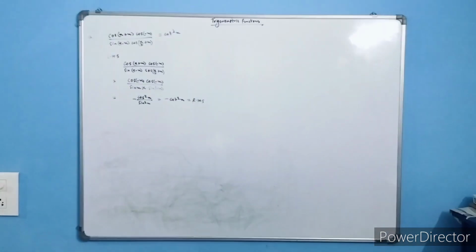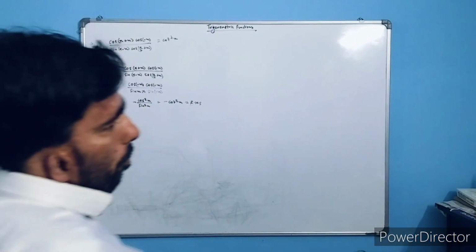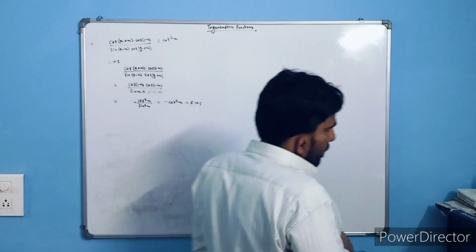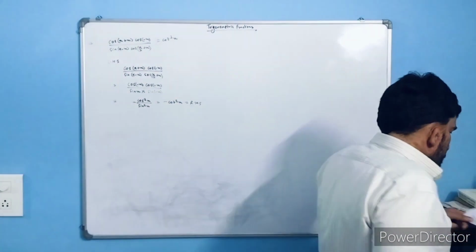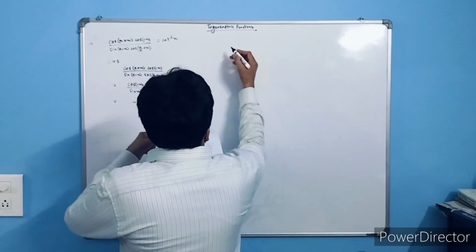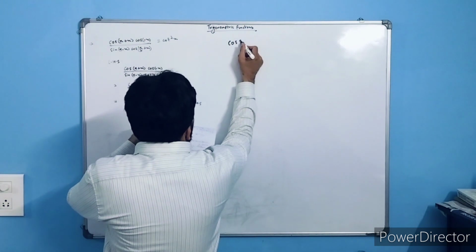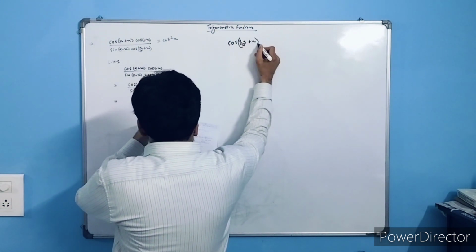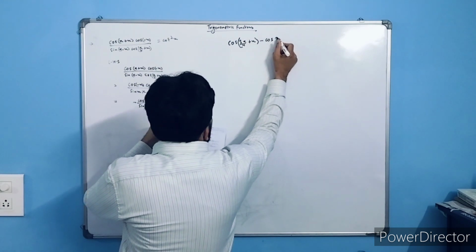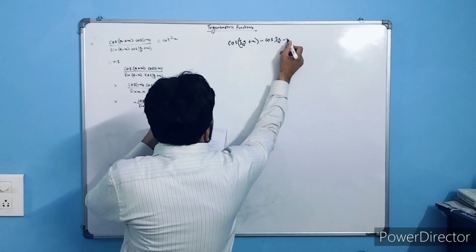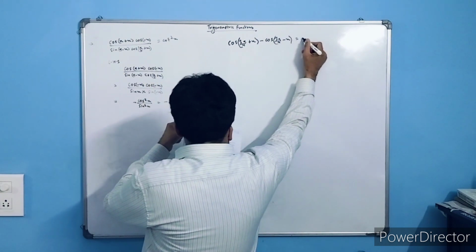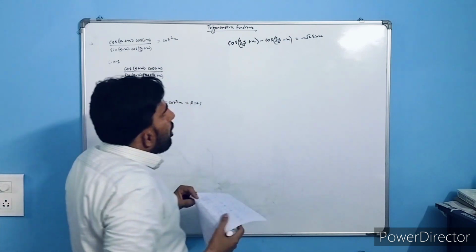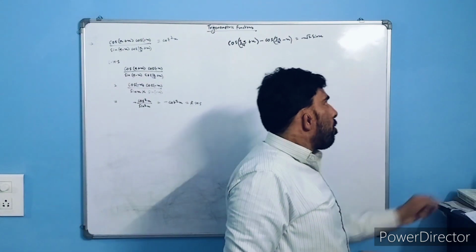Okay, so now we'll try to solve more numericals. Let us see the next one. The question given is cos(3pi/4 + x) minus cos(3pi/4 - x). We have to prove it equals minus root 2 sin x. Now let us see how we can sort it out.